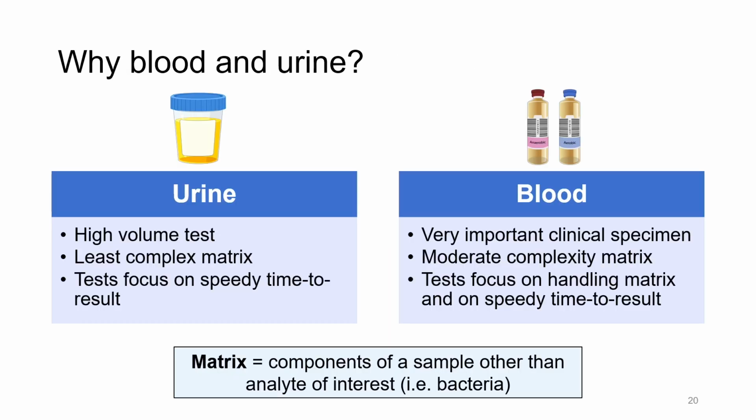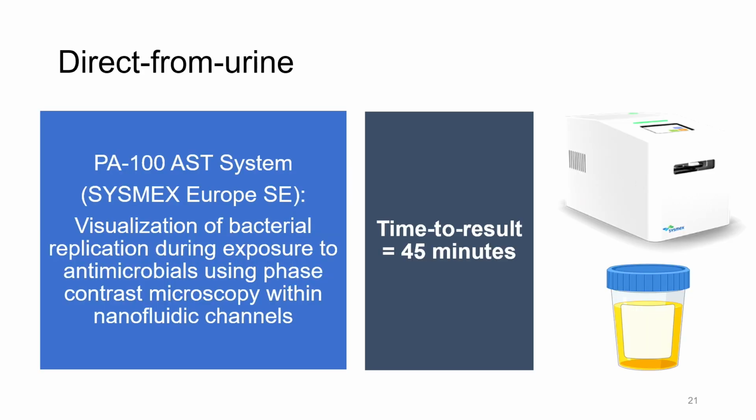So why are these two types of tests important? Urine is important because it's a really high volume test, and it also has a really uncomplicated matrix, the matrix being the stuff that's not the bacteria. So it's pretty easy to handle. Blood, on the other hand, is a very important clinical specimen. The matrix is more complicated, and so you have to deal with that matrix as well as try to get a fast result.